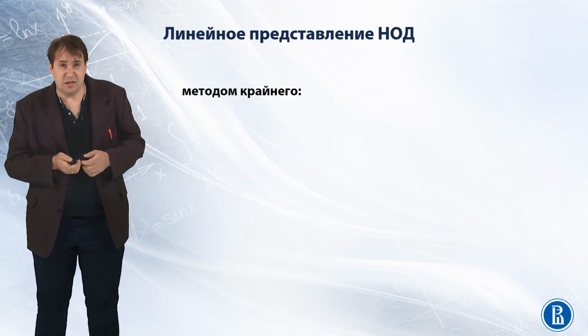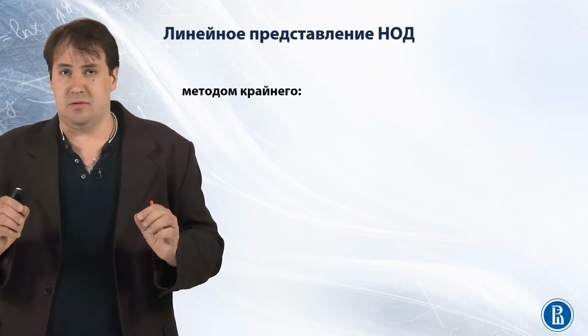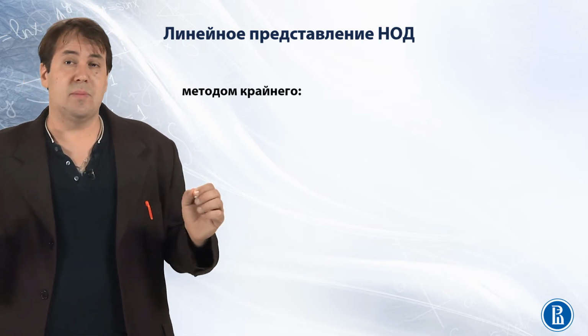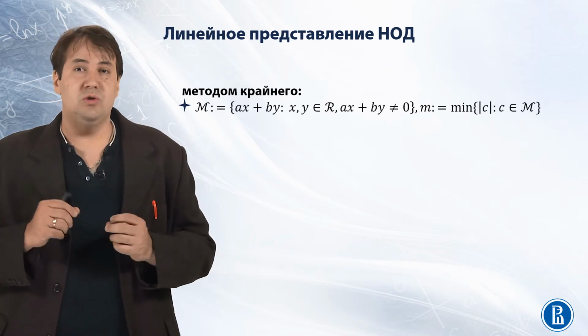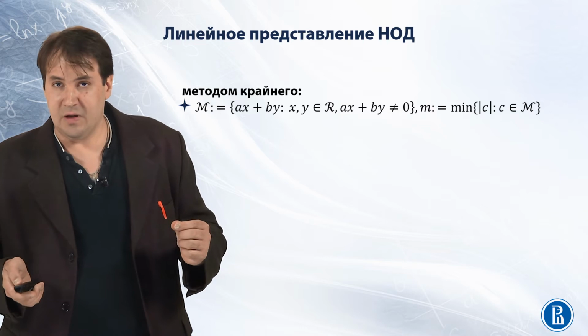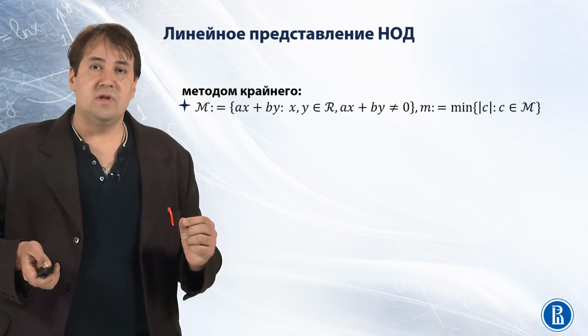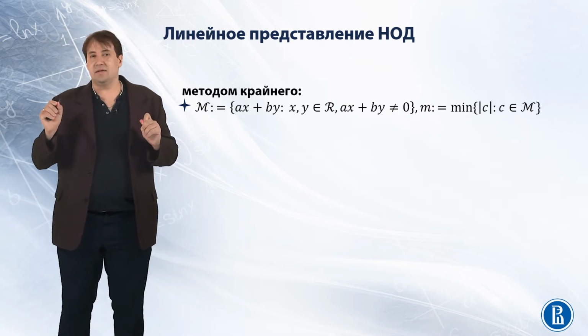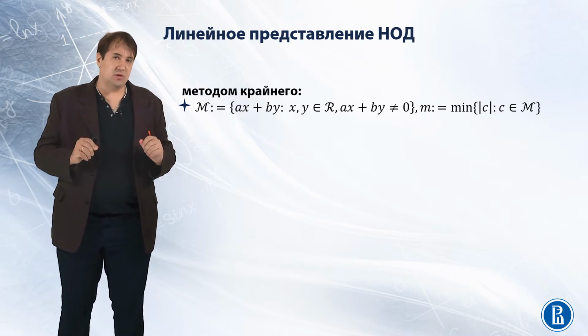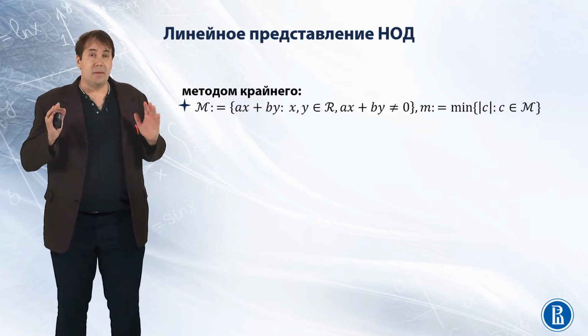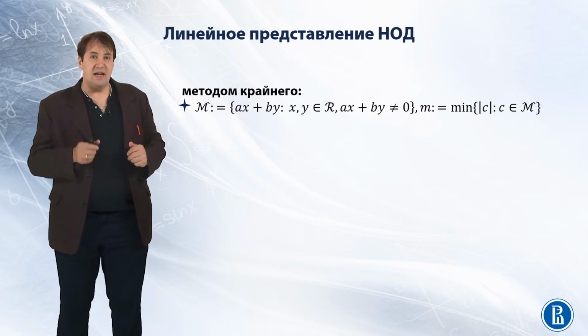linear representation. So let's consider another proof of the linear representation of the greatest common divisor, which we call a proof using the extreme method. And this proof, well, it's not as obvious as the proof that uses the Euclidean algorithm, but nevertheless, I think you'll find it interesting.